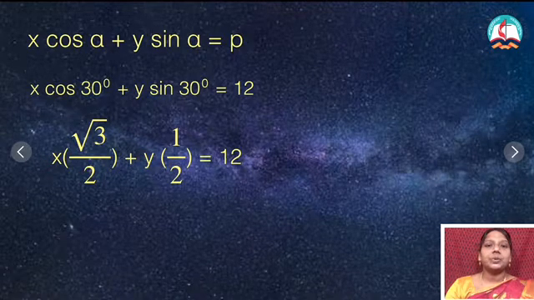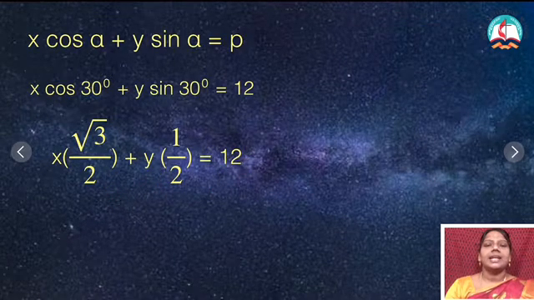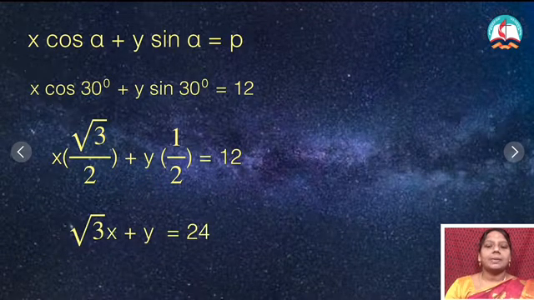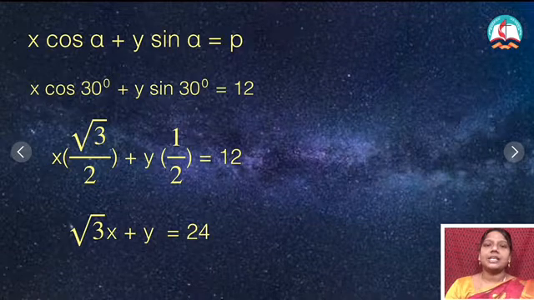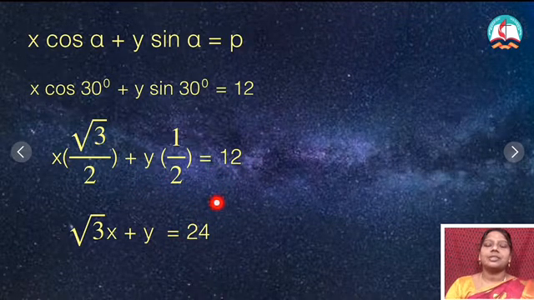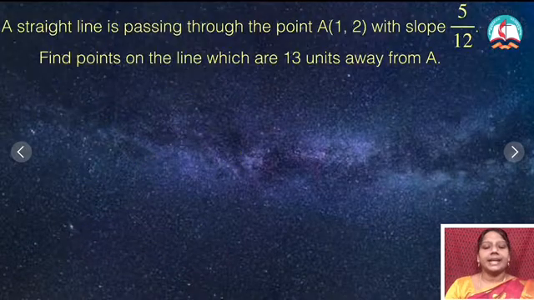And here 2 is common denominator. I am just taking to the LCM and taking that to the other side. Then it becomes root 3 x plus y, which is equal to 24, because the 12 is multiplied by 2, it gives us 24. So this is the required equation. Now we are moving to the next problem.